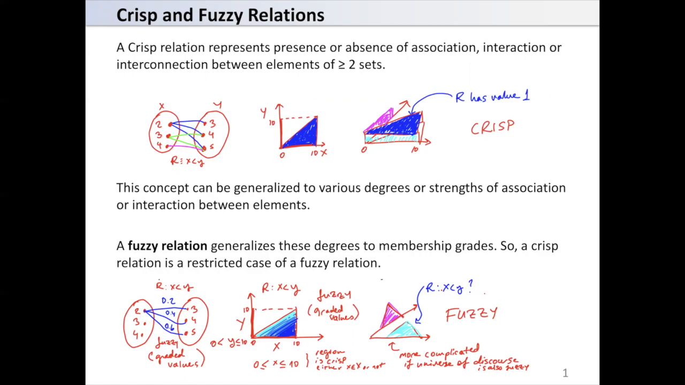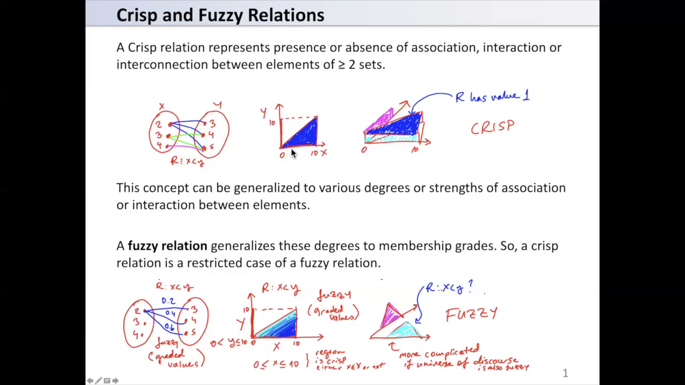A crisp relation represents presence or absence of association, interaction, or interconnection between elements of two or more sets. We are trying to define the relation x is less than y. Here 2 is less than 3, 4, 5, so (2, 3), (2, 4), and (2, 5) are elements of the relation. (3, 4) and (3, 5) are elements, and (4, 5) is an element of the relation.